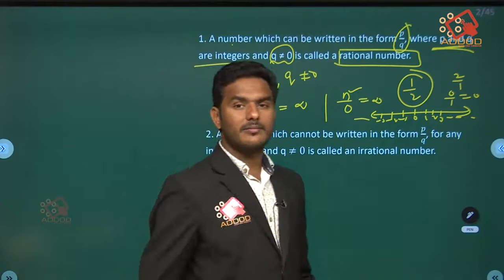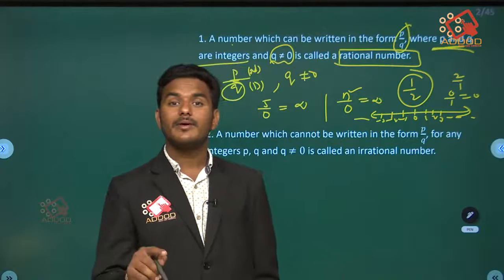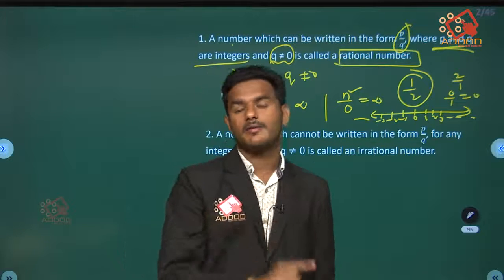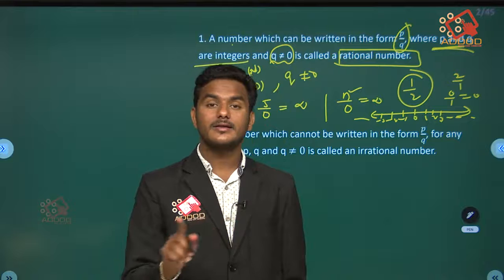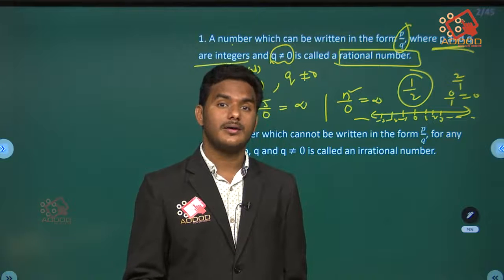So what are irrational numbers? Irrational numbers are the numbers which cannot be written in the form of p by q. Such numbers are called irrational numbers.